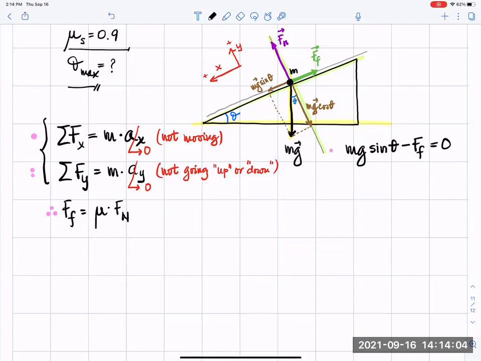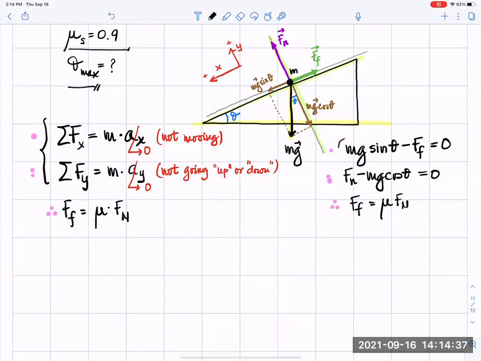Second equation, the sum of all forces on the y direction. On the y, I have the normal force in a positive direction, minus the y component of the weight, which is mg cosine of theta, and that will be equal to 0. So that is what the second equation becomes. Now I'm going to write a third equation just so I have it. Force of friction is equal to mu Fn.